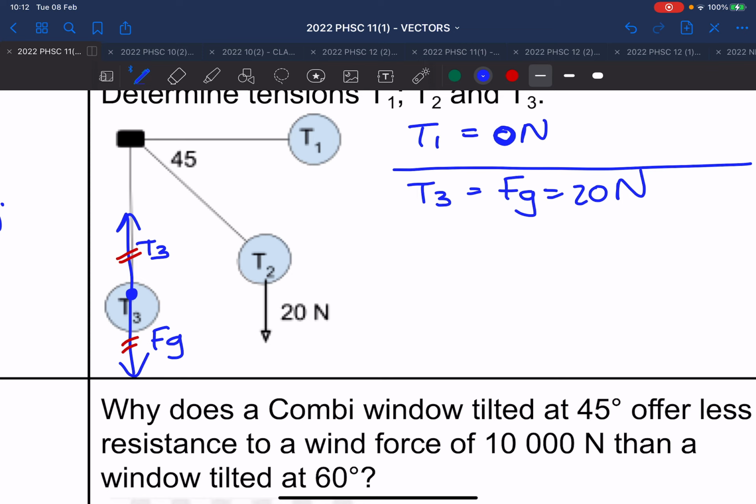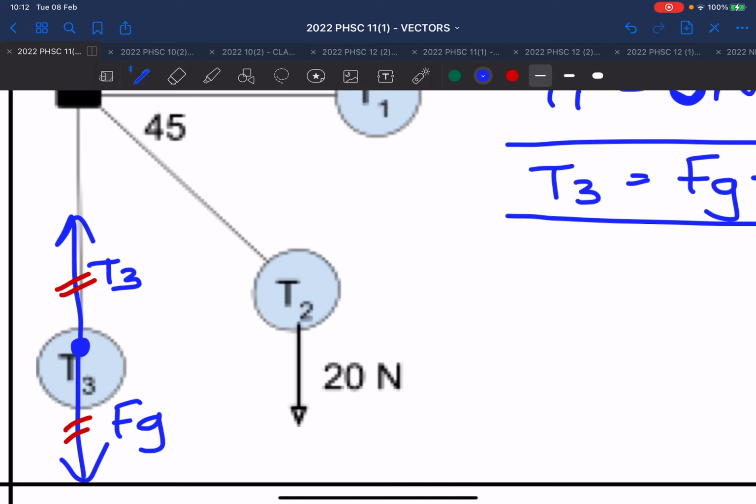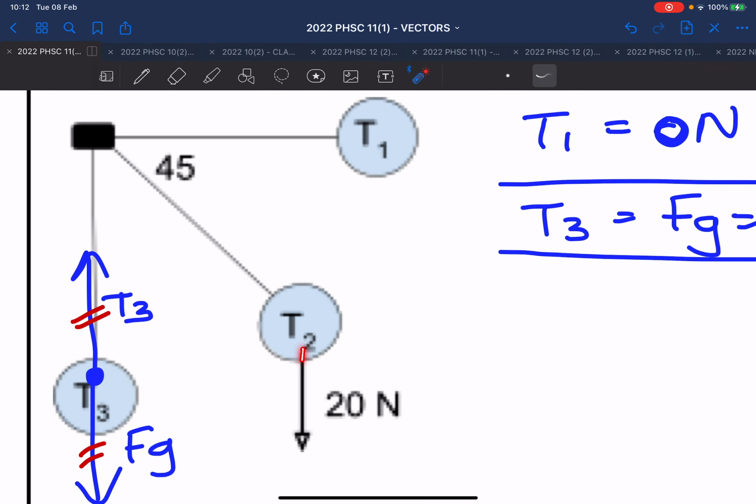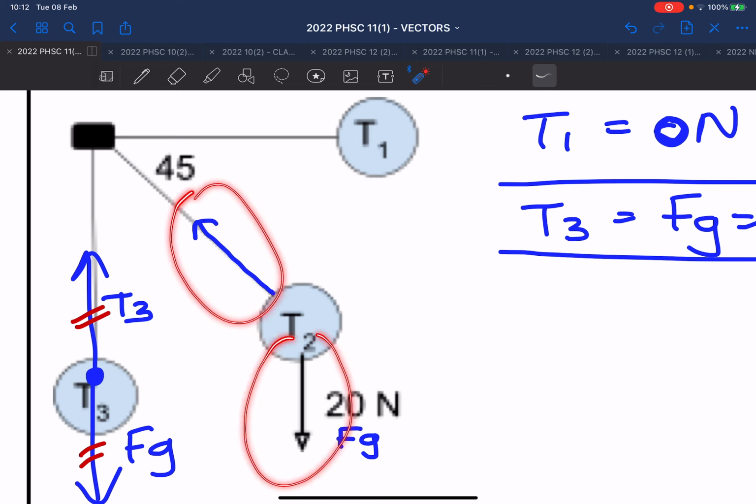Okay, right. Now we're going to get to the difficult one, but it's actually not that difficult. We're going to get to T2. Now first I want to draw on T2. You can see there is the weight, the gravitational force, going down towards the center of the Earth. Then we have tension. What direction is tension? Is it up in the rope or down? Up in the rope. Always away from the object. Now, there's no one pulling it to the right or pulling it to the left. We have these two forces.